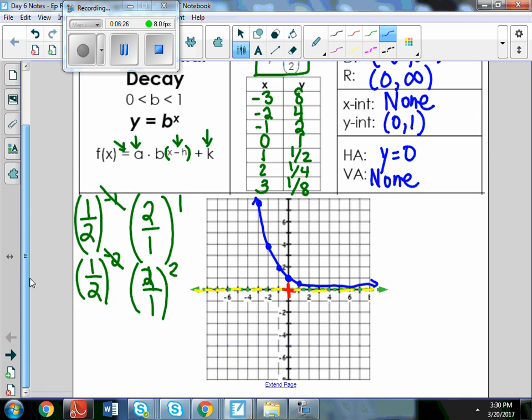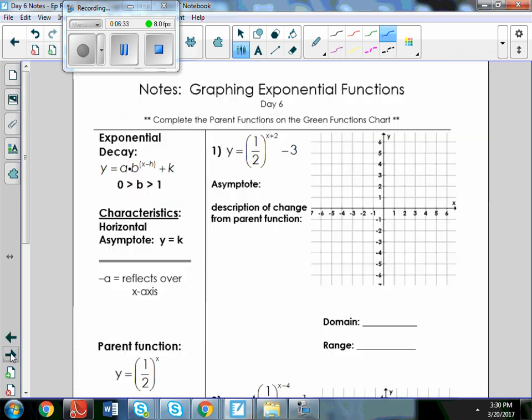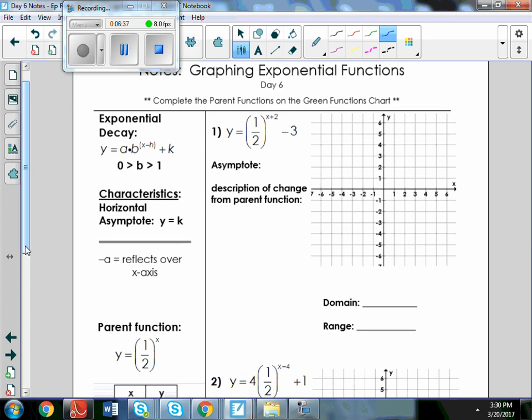And then your notes over graphing: we're going to graph a couple with parameter changes, left, right, up, down, and then one with a dilation. And then we're going to look at the last bit of exponent rules, writing fractional exponents.